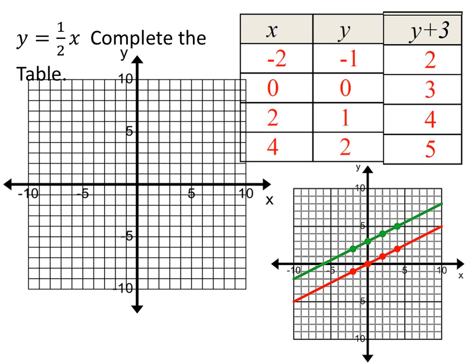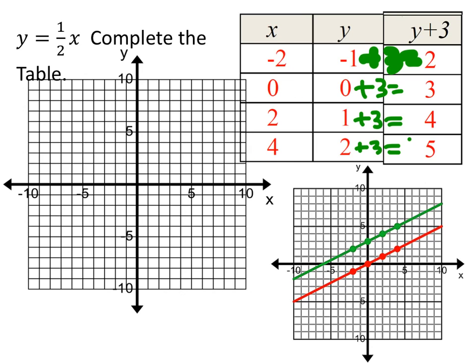Now, of course, we're going to add 3 to that, and it was shown in the table that you have on your paper. So for each of these y values, I'm just going to add 3. So, for example, negative 1 plus 3 gives us 2. And 0 plus 3 is going to equal 3. 1 plus 3 is 4. 2 plus 3 is 5. Now, these are all y values that correspond to these respective x values over here.